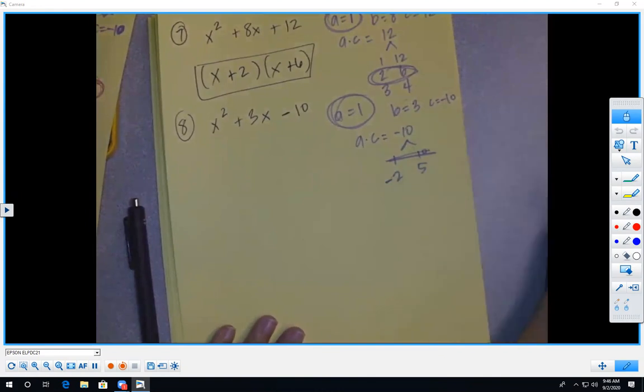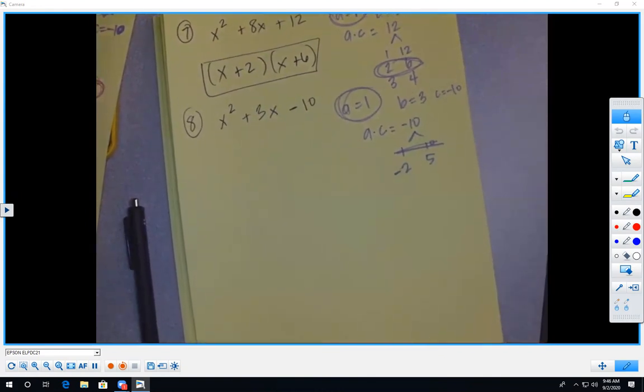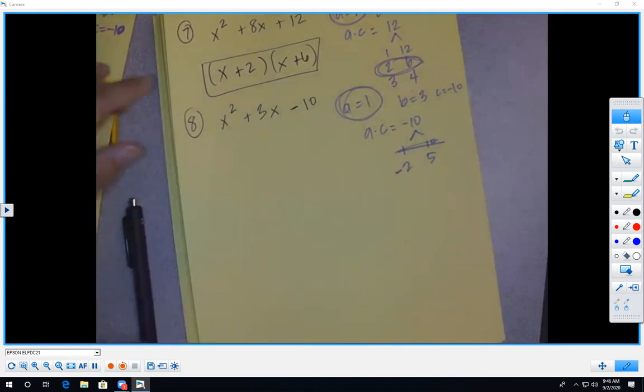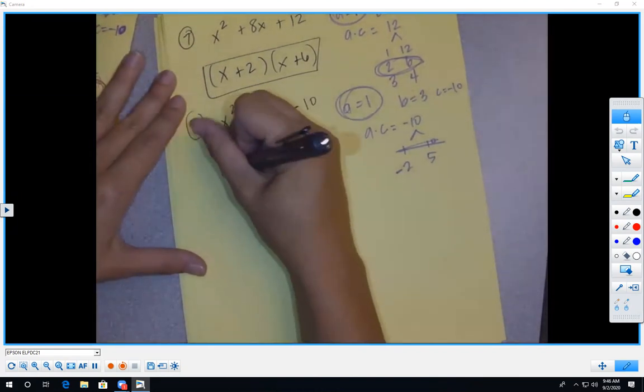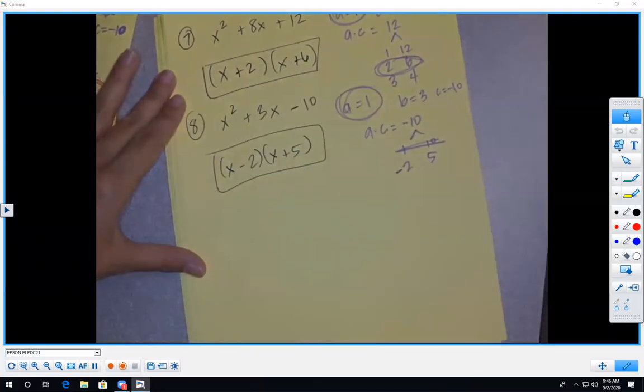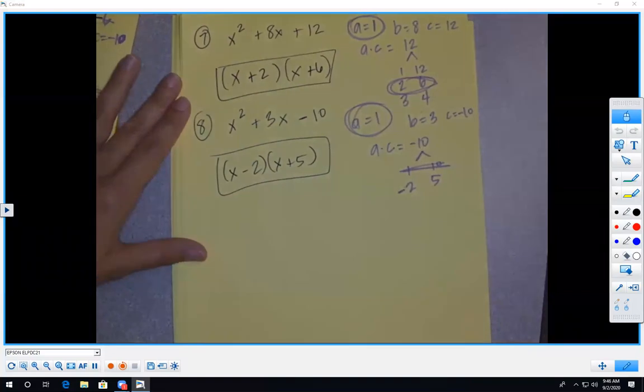Okay, so now I can write my answers. What's my answer going to be? X minus 2, X plus 5. Put it in parentheses with the X at the beginning. X minus 2, X plus 5. It's fine if you put the X plus 5 first. Questions about that?